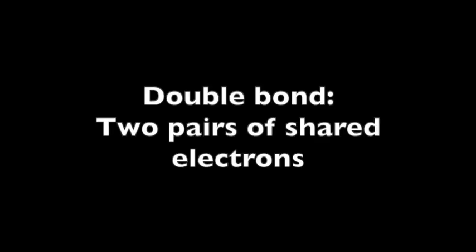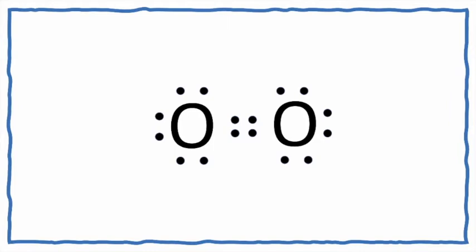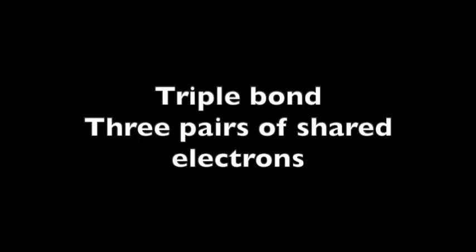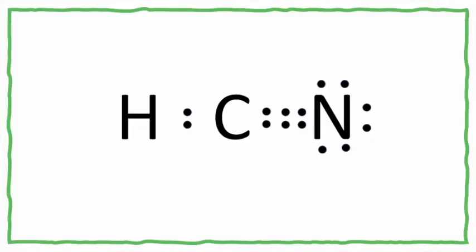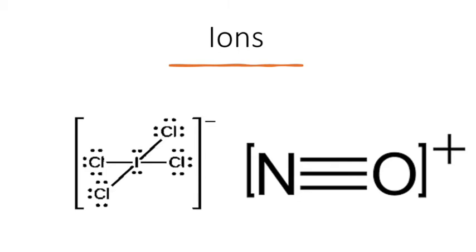2 pairs of shared electrons form a double bond. Once again, we can represent the double bond using 4 dots or using 2 lines. Either way is correct. 3 pairs of shared electrons is a triple bond. We can represent it with 6 dots or with 3 lines. Lewis structures can also be drawn for ions, but ions are typically shown in brackets with the charge on the outside in the upper right.